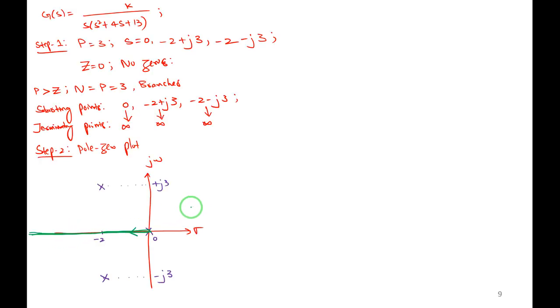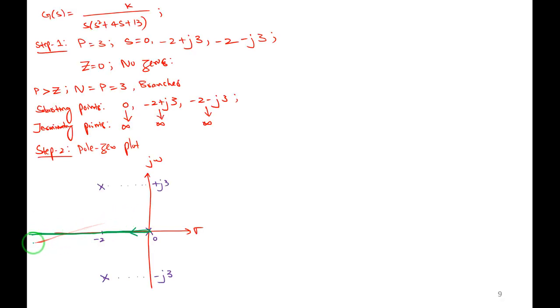Okay, 0 to -2, yes, fine. And from -2 to -infinity, the root locus exists here also, right? Is it fine? One of the branches will start at 0 and move towards infinity, from 0 to -infinity. This is one branch.